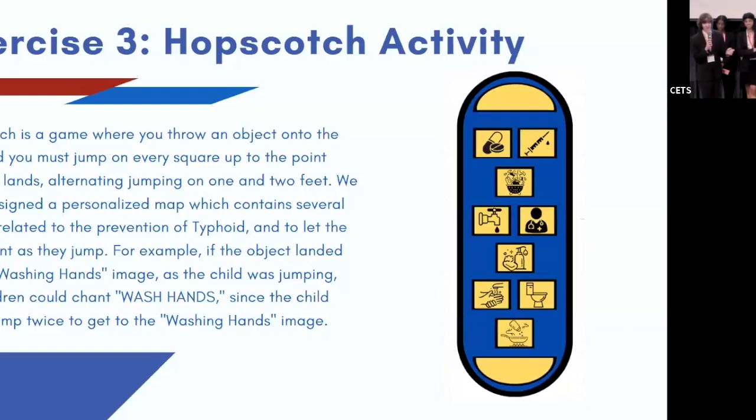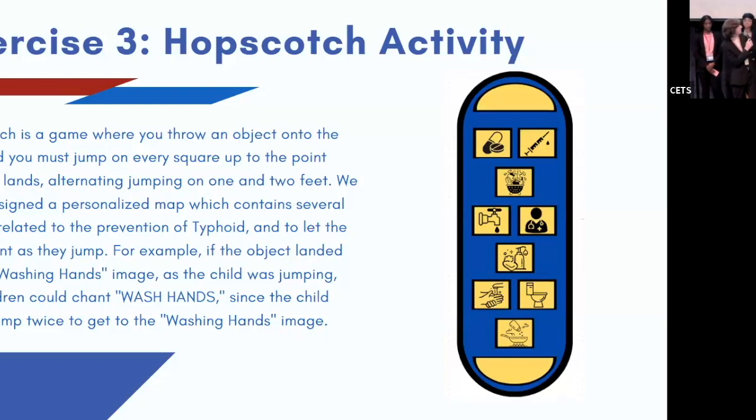So if anybody knows how to play hopscotch, it's a children's game where you jump in a series of rows, alternating between 1 and 2 feet. And as you can see by the pictures on the hopscotch mat, they're kind of a guide to what you want to say in order to repeat a mantra as you're jumping to make it more engaging and to help children remember how to properly use these prevention methods.